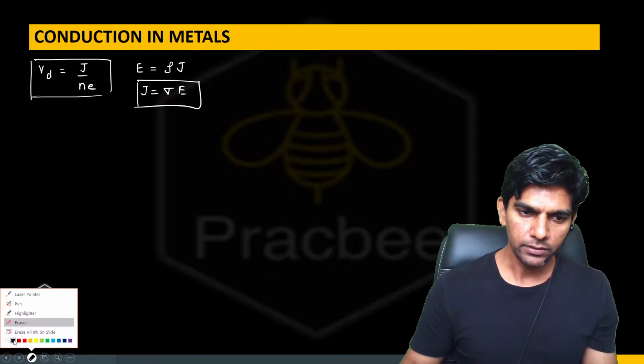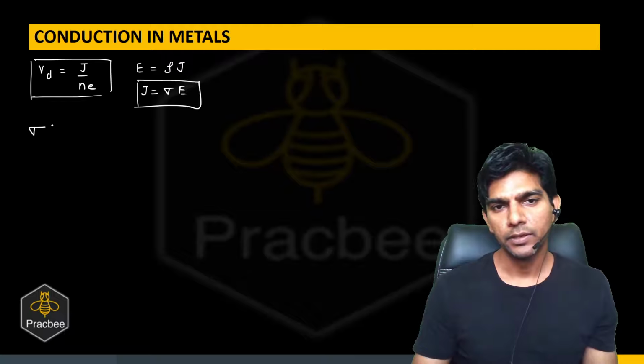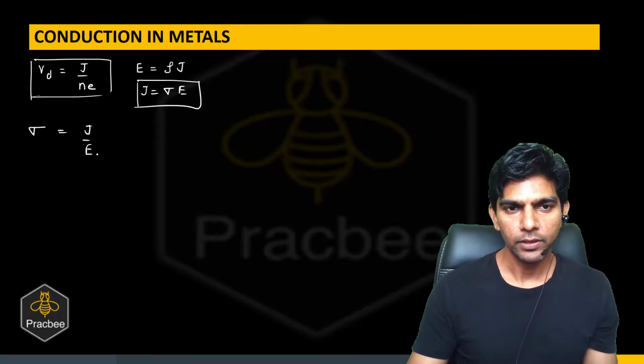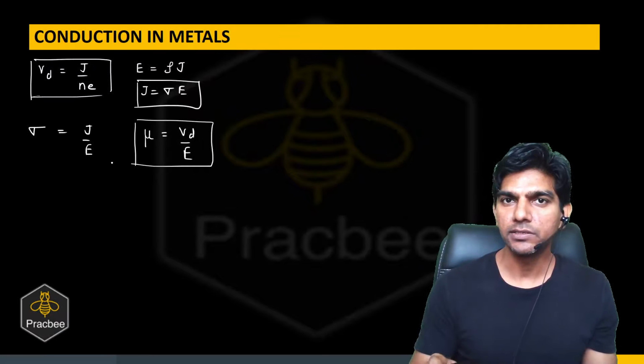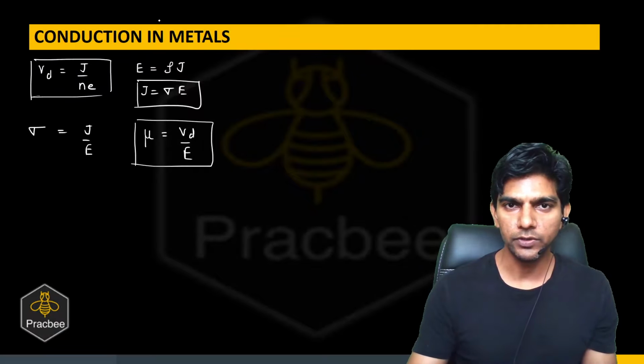So here I want to find the value of sigma, right? Now sigma is J upon E. And we know one more formula, which is the mobility of charge carrier, which will be drift velocity per unit electric field. So there are three formulas. I'm going to use these three formulas to see what is the conductivity of a metal.